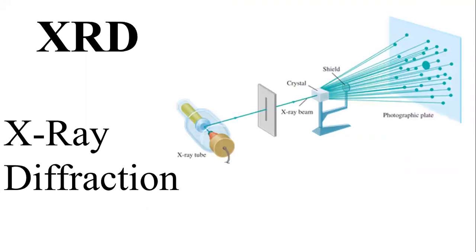And this is when XRD is important to us. With X-ray diffraction, or XRD, we can analyze a sample and see whether it's crystalline or amorphous. We can know which crystal phases we have, which crystalline compounds we have, and more information.